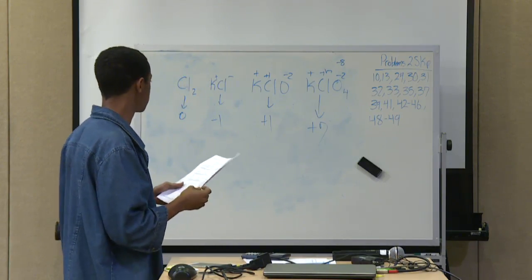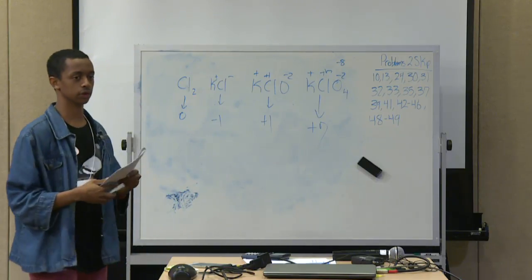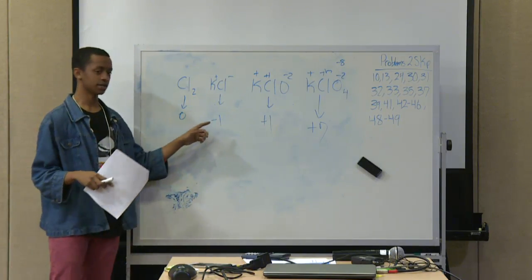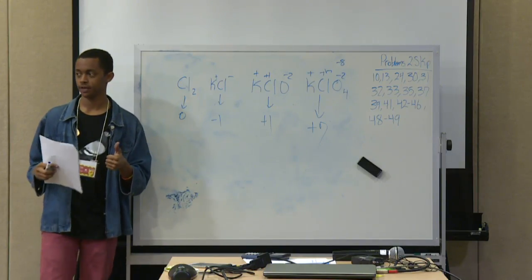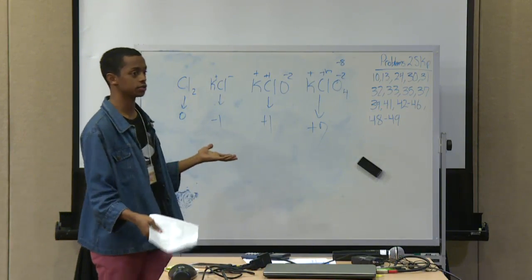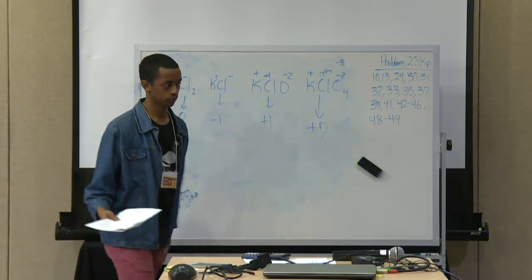So the lowest oxidation state is what? Lowest number: negative 1. Cool. Makes sense? Lowest and highest would be what? Cool. All right.